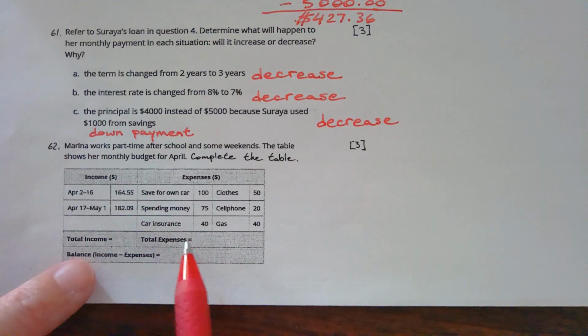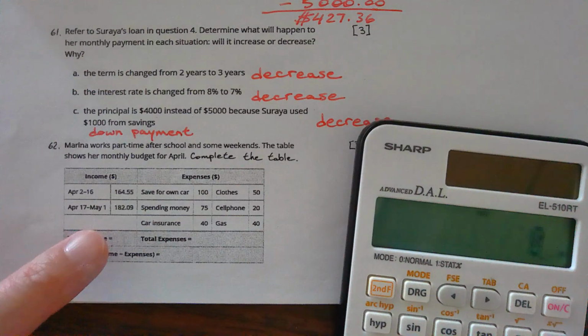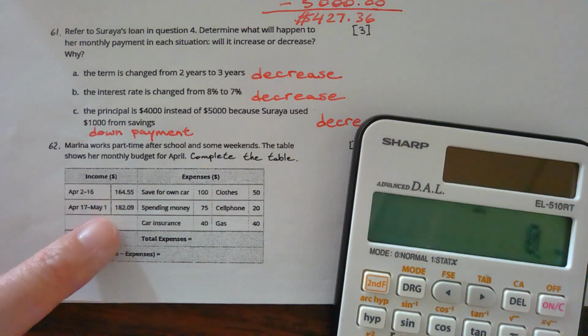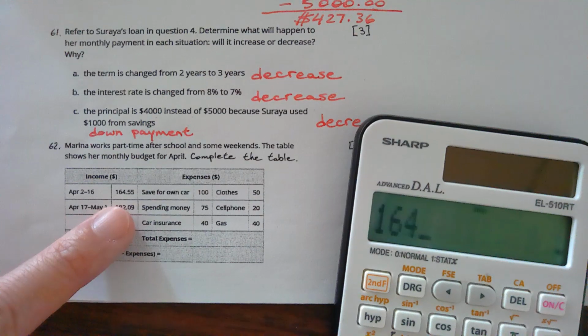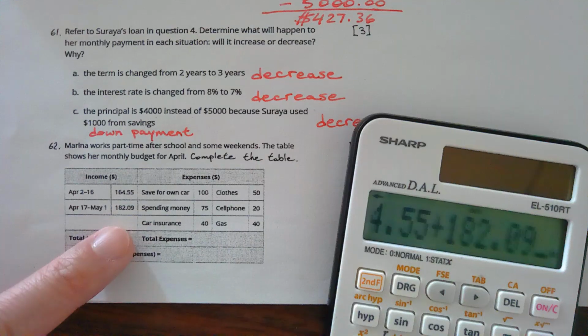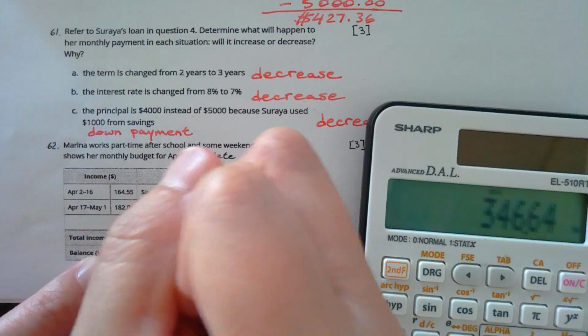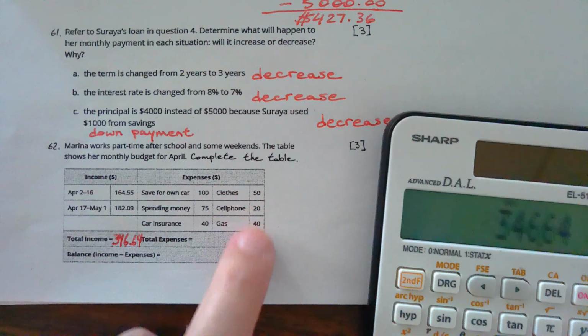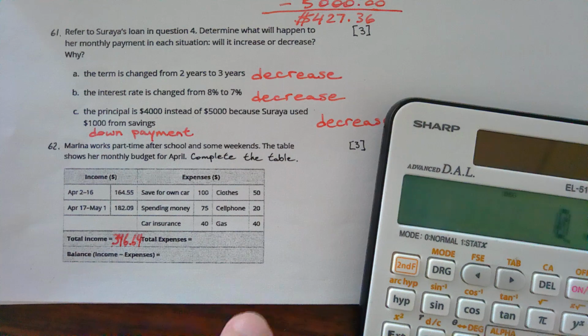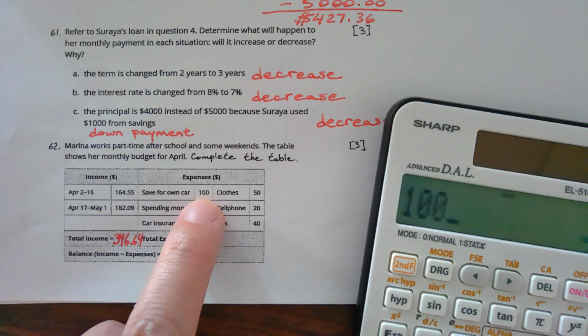Complete the table. So total income. This is like a pay stub. So the income, 164.55 plus 182.09. Total income, 346.64. And then here total expense means all these types of expense. Save for own car. Is this a need or want? Want, right.